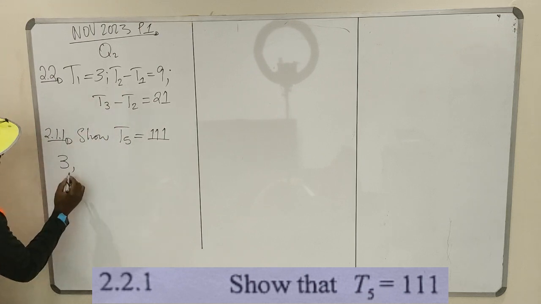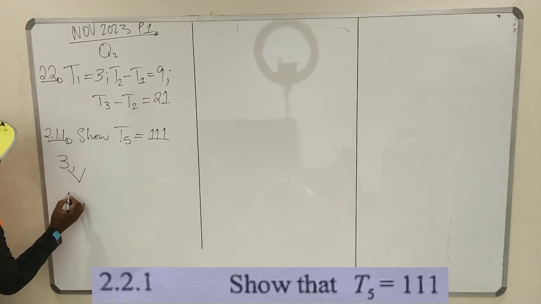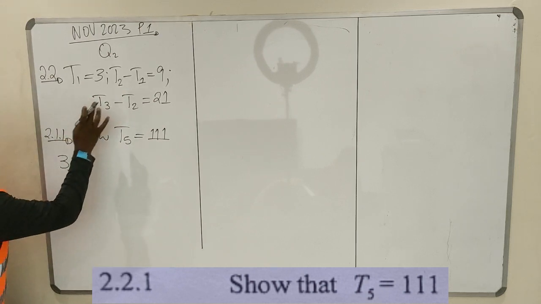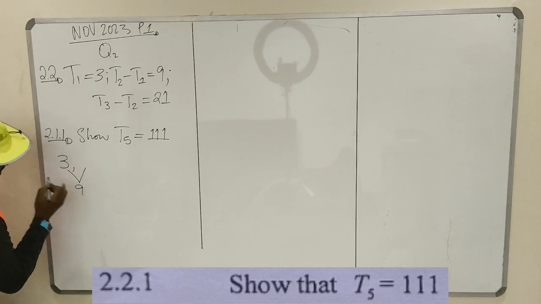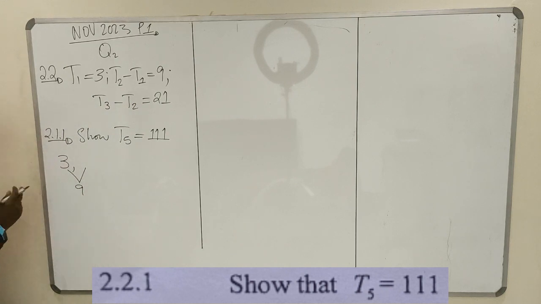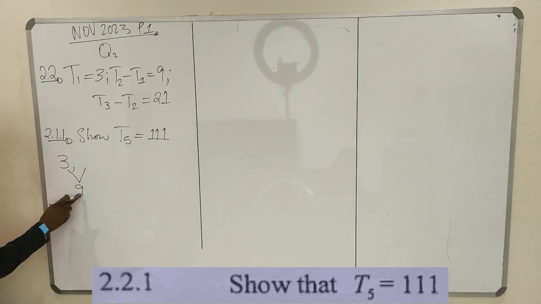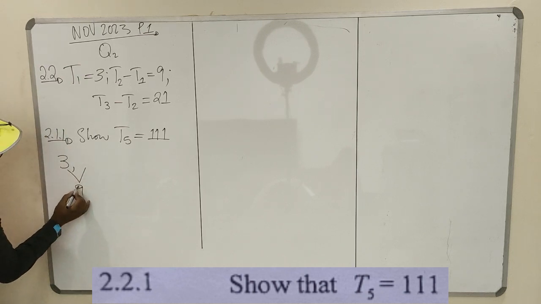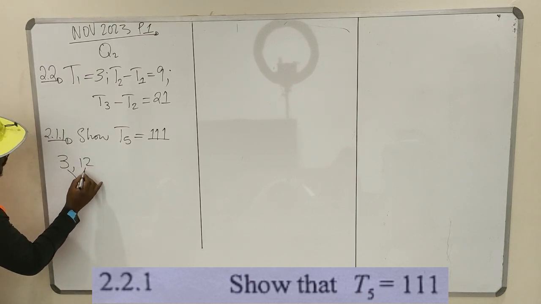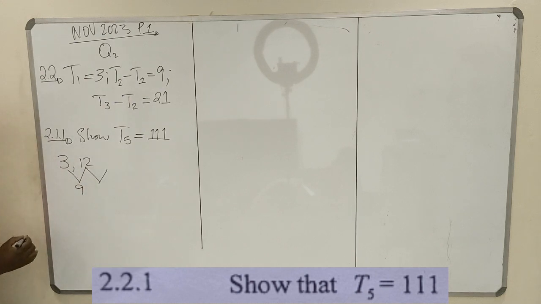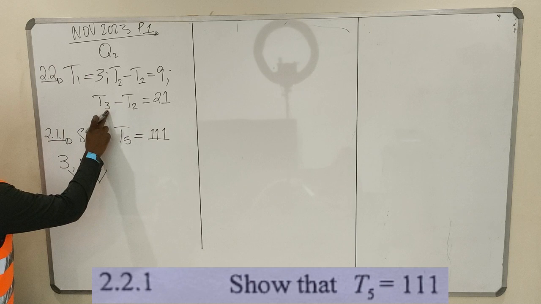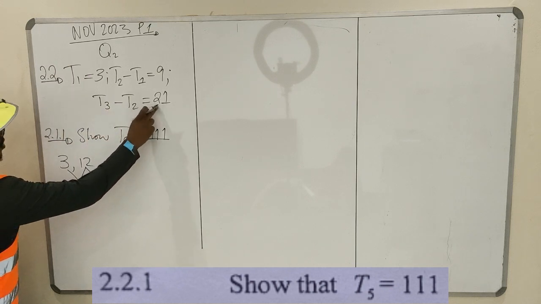And you know the difference between the first term and the second term is what? It's 9, right? So this minus this gives you 9. Which means if you add 9 to this 3, you will get the second term. So 9 plus 3, that is 12. Let's go.